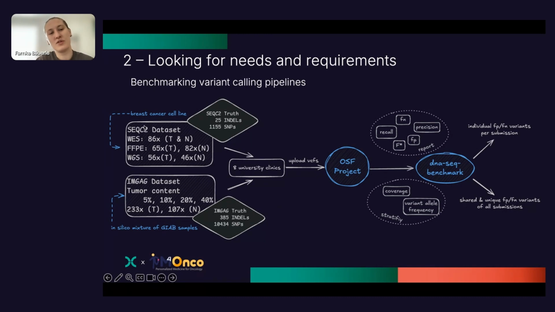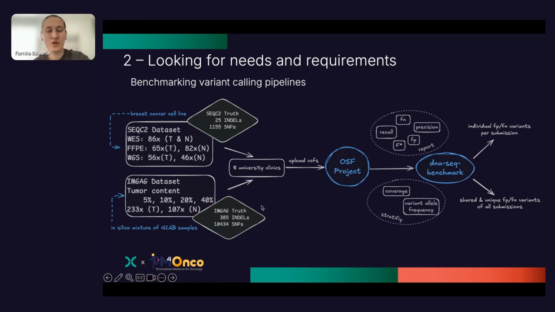We gave 2 different data sets, which are FASTQ files basically, to the different university clinics, let them run their own pipelines on these files, and upload the results, so the VCF files, to an OSF project. And then we ran the benchmarking workflow on these results. Now we're still analyzing the tables full of false positives and false negatives to understand what type of tools work best in which settings.